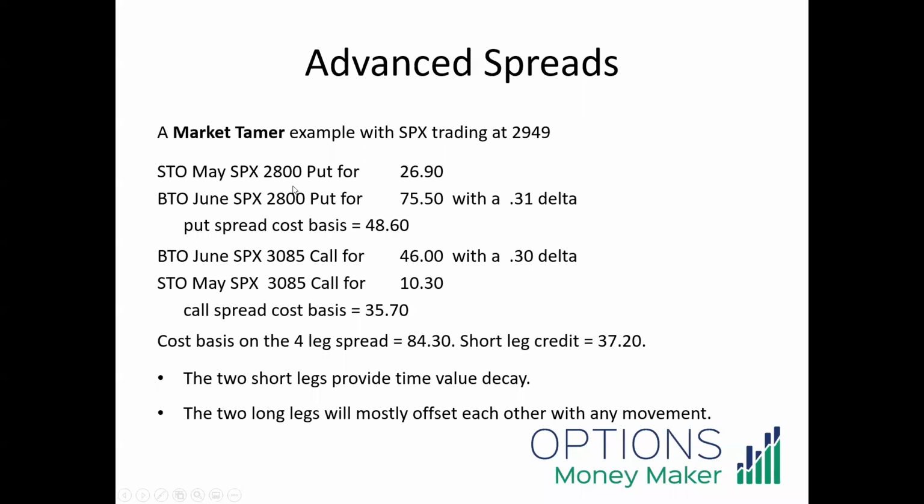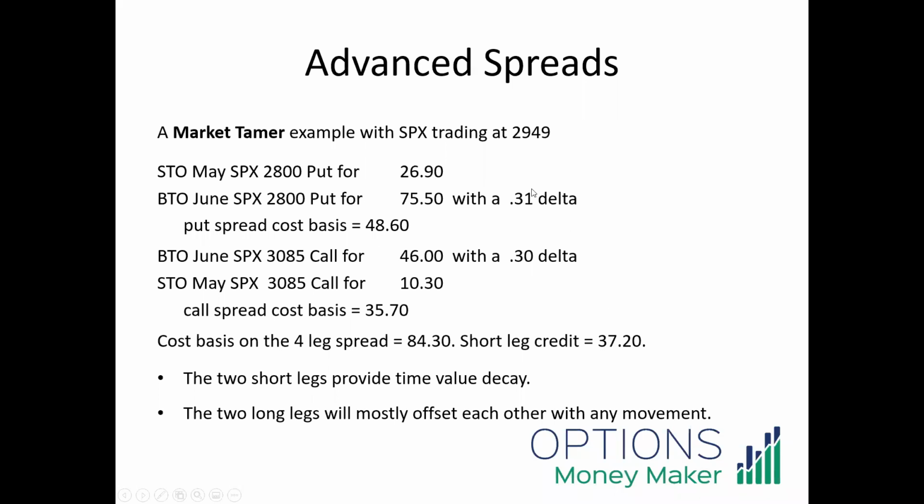And then we have the short put with a May expiration, so a month earlier, that we sold to open at the same strike, and we sold to open that for $26.90. And then we also have a May expiration 3085 call that we sold to open for $10.30. So the cost basis on the four legs is $84.30. Now you can do this for less, and there are ways to do that, and you'll learn that in the advanced spread trading. And also we talk about it in the live trading room. The short leg credit is $37.20. So the combination of the short put and the short call, $37.20.